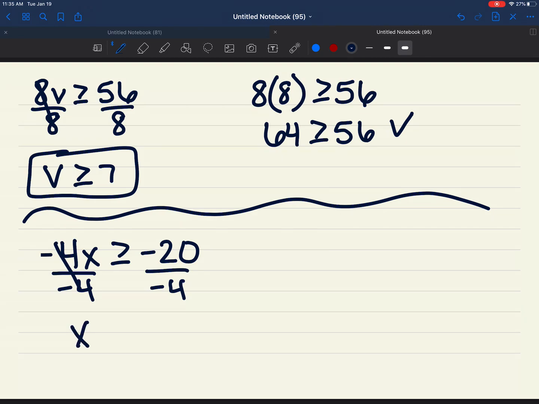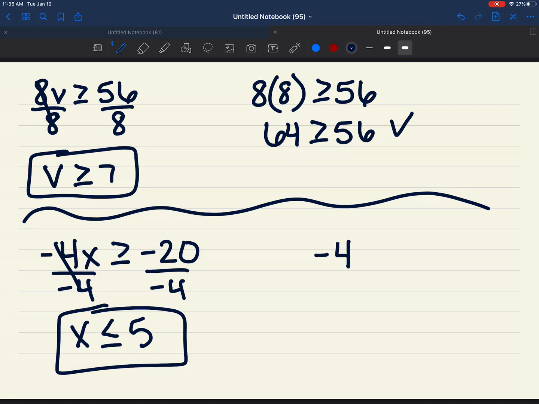And everybody, what happens when you divide both sides by a negative? You have to flip the sign. So it becomes x is less than or equal to, right? It was greater than or equal to. We divided both sides by a negative, so it flips the sign. What's negative 20 divided by negative 4, Jace? 5. Positive 5. Okay? Jace, can you do the check?